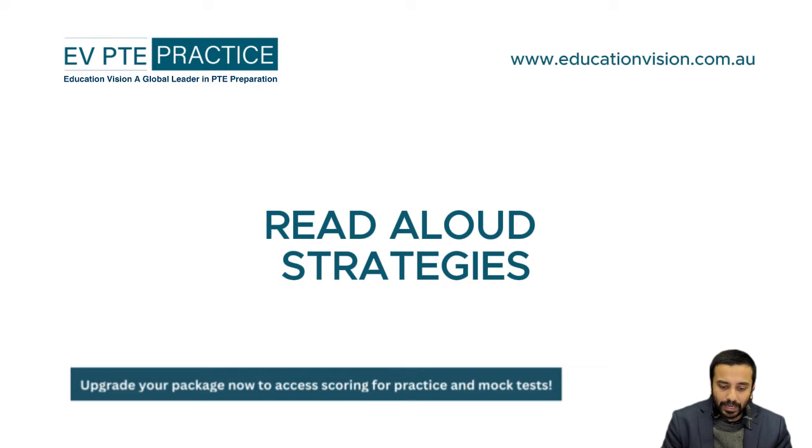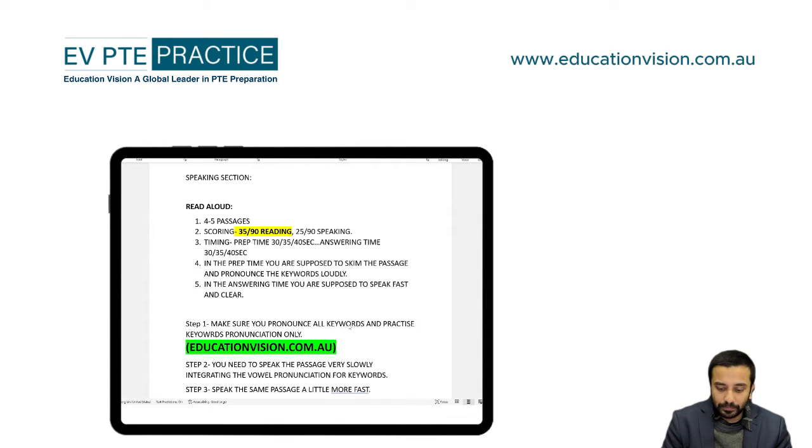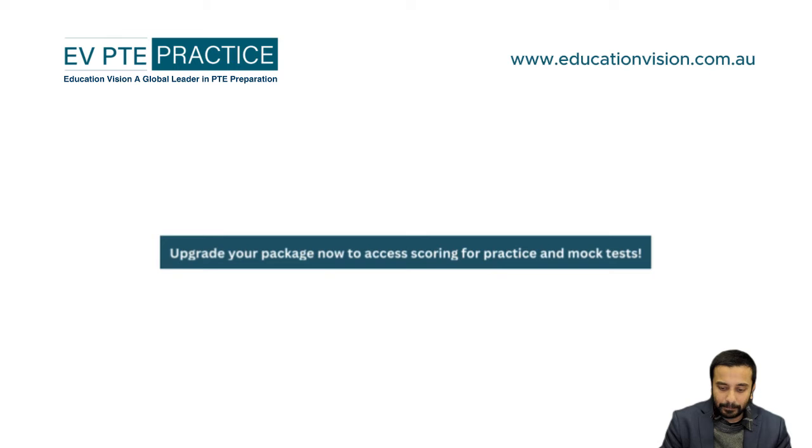Now let us have a look at the strategies, the tips and tricks, and the details of read aloud. In read aloud, we get a scoring of 35 marks for reading and 25 marks for speaking. And the two timings that we get in the exam: the first is known as the preparation time, or as we saw earlier, beginning. And then we have the answering time, where in the exam the box shows the word recording. So what are we supposed to do in the preparation time, and what are we supposed to do in the answering time? Let's have a look at that again.